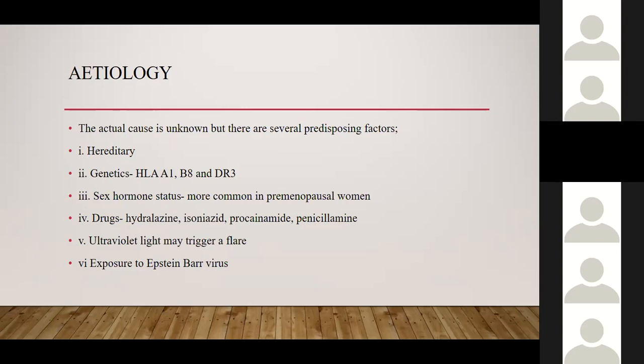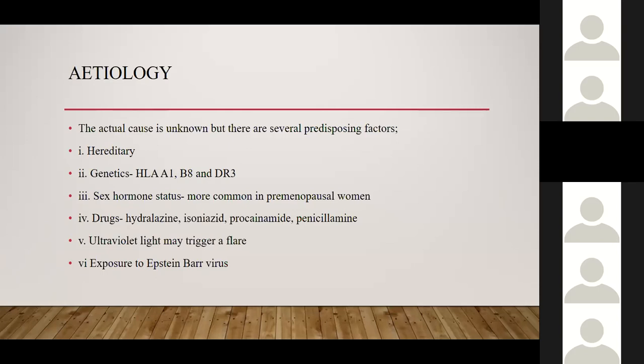Okay, so most people who have it tend to have a family history. So if someone has it now, then you need to advise the person that it is likely that her daughter might also develop something like that. Also genetics, where we are looking at the human leukocyte antigen A1, B8, and DR3. These are like immunology stuff, but if you go deep and you have these things, it tends to predispose you to developing SLE.